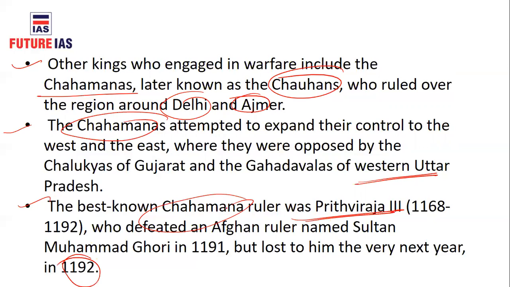So one such ruler was Prithviraj III, who defeated this Afghan ruler, and all such empires started expanding in order to control their adjacent empires.